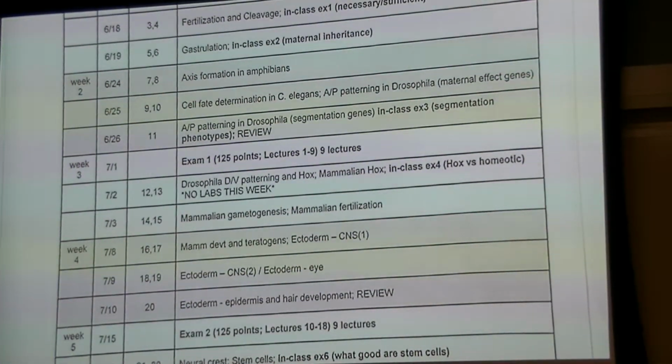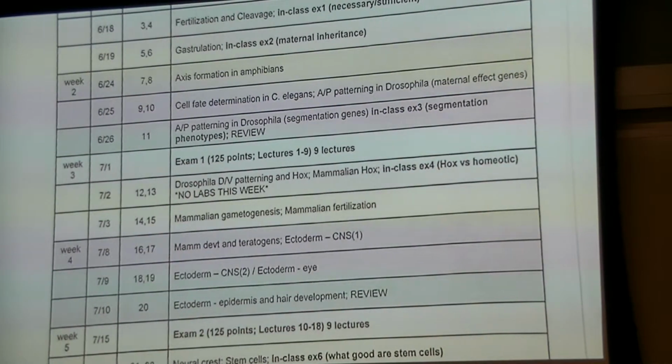We'll always have a review session before each exam, and during that time you can ask any questions. You can ask questions from the study guide that maybe you or your group weren't quite sure what I was looking for or thinking about with that particular question.